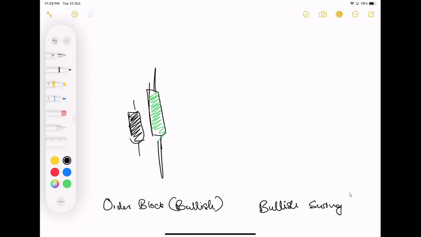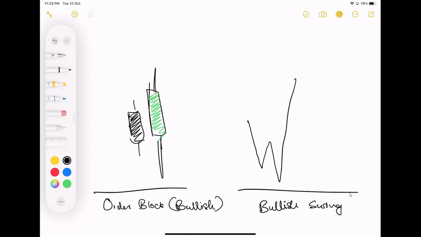You have this one, and price goes boom, goes up. Now here's the thing. This up move here is synonymous to this green candle. This down move over here is synonymous with this one. So here, you see this signature in price.